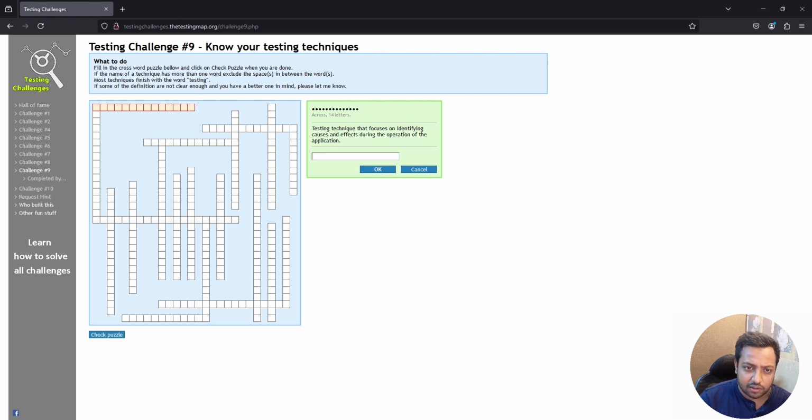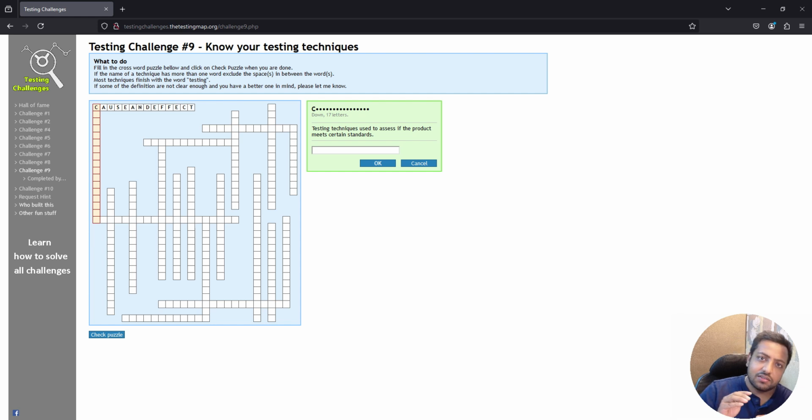So the first one: testing technique that focuses on identifying cause and effects during the operation of the application. So the technique name is embedded inside. It is cause and effect. Perfect. The second one: testing technique used to assess if the product meets certain standard.